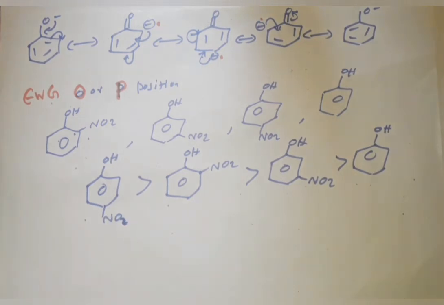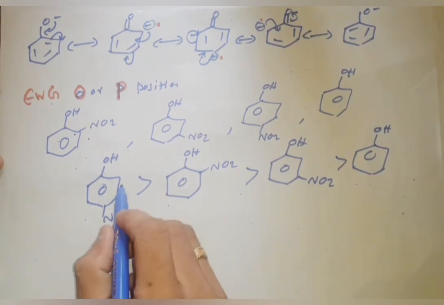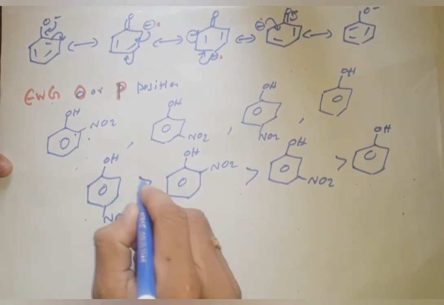When the electron withdrawing group is present at the ortho or para position, the acidity increases.